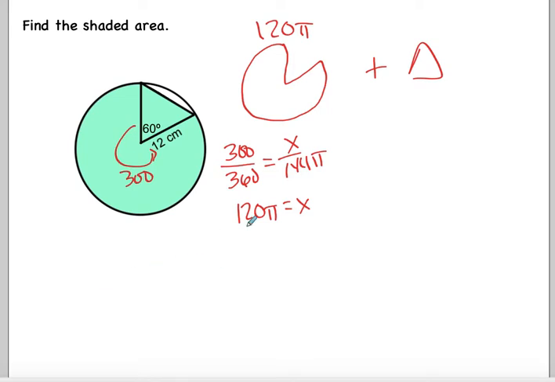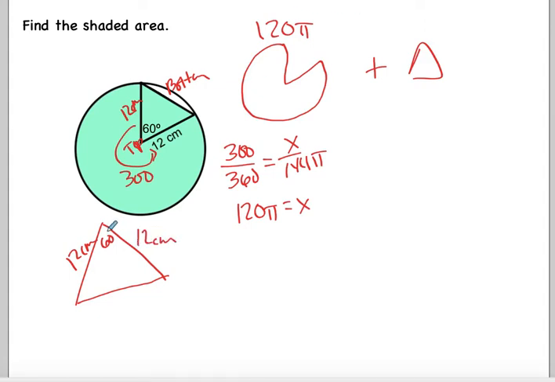And for the triangle, so I'm going to draw this as the top, and this as the bottom. And I'm going to redraw this triangle. So that's 60 right now at the top, and 12 centimeters here. Notice that these are both radii, so they're both 12 centimeters. So this is an isosceles triangle.